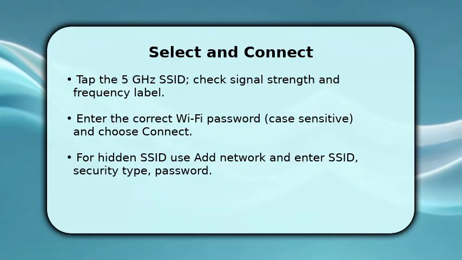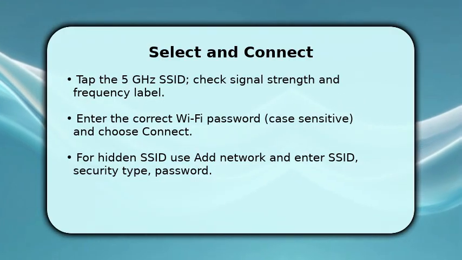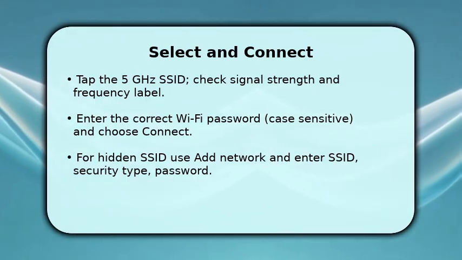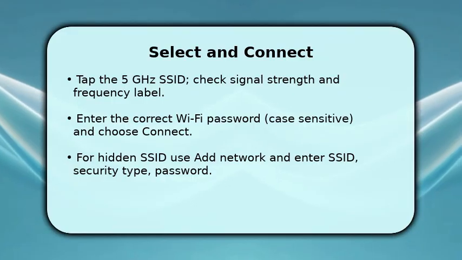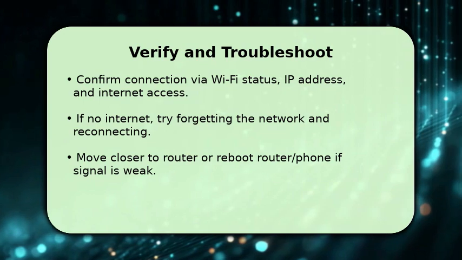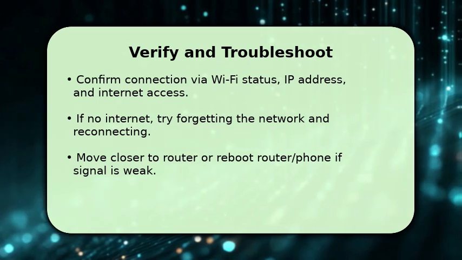If the SSID is hidden, choose Add Network, type the SSID, pick the security type, and enter the password to join manually. You finish by confirming the phone shows the 5 GHz Wi-Fi icon and an IP address under the network details. Then open a website or app to verify internet access.